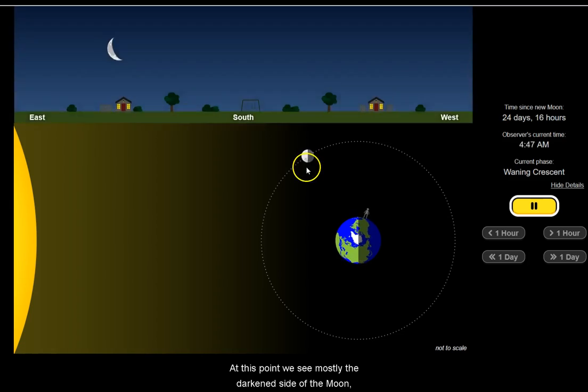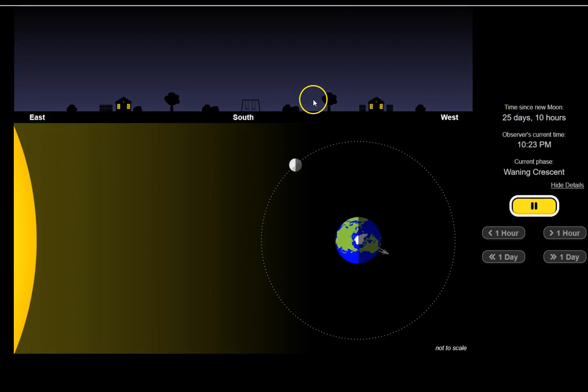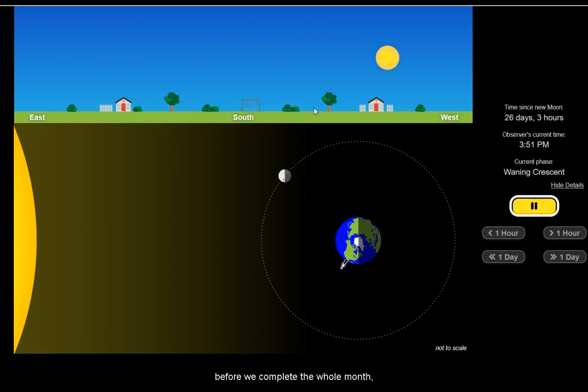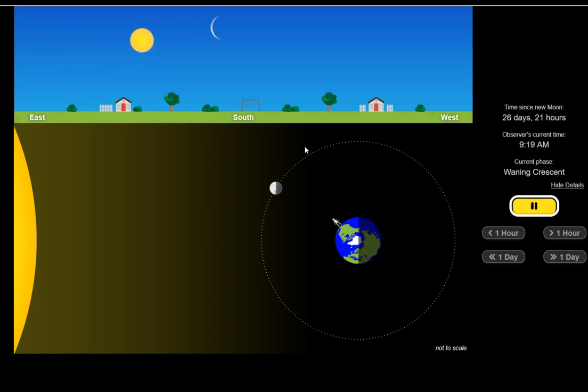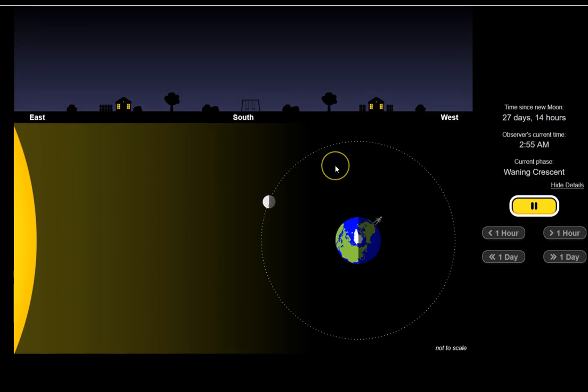At this point, we see mostly the darkened side of the moon during waning crescent, before we complete the whole month back to new moon.